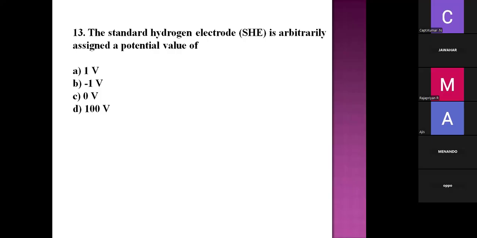The standard hydrogen electrode is arbitrarily assigned a potential value of: option A, 1 volt; option B, minus 1 volt; option C, 0 volts; option D, 100 volts. Which one? You will know what's the correct answer.